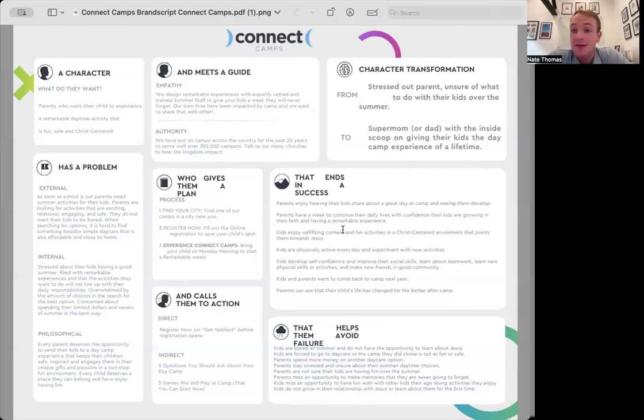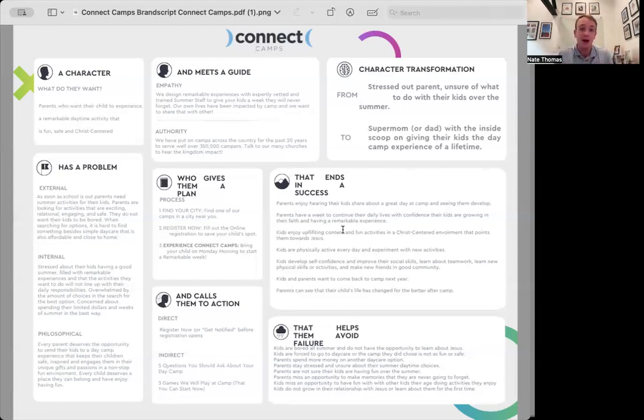And for Connect Camps, that is going from a parent who is stressed out, unsure of what to do with their kids over the summer, to the superhero that provided their kid this awesome, remarkable day camp experience that they're going to remember forever. And there's so many stories of that. I was a product of that. I remember going to camp and being so grateful I got to be at camp growing up whenever I was younger.